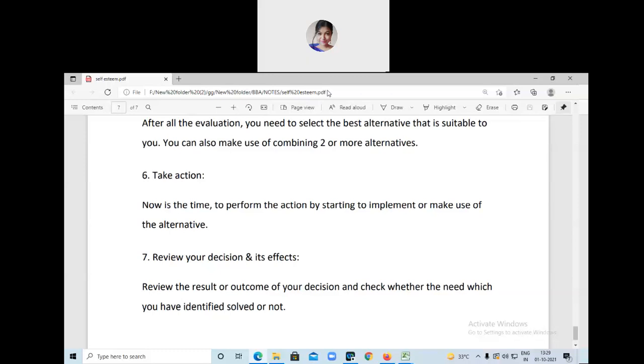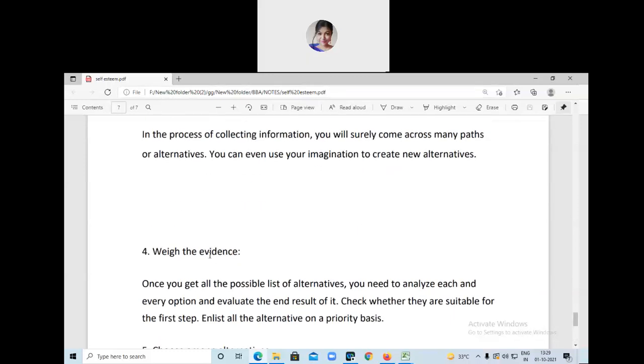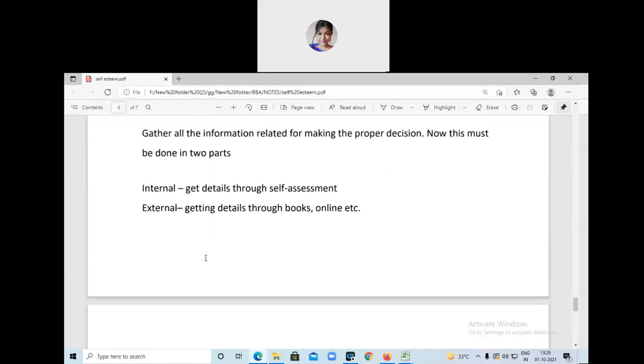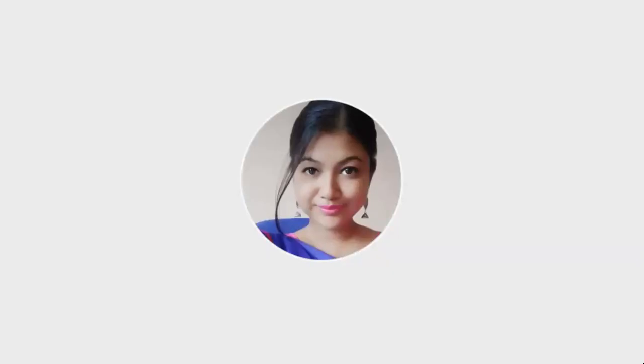It's clear, ma'am. Okay. So you already have the notes. Go through it, read it. If you come across any doubt, do let me know. Okay. So I will start a new topic now, that is group discussion.